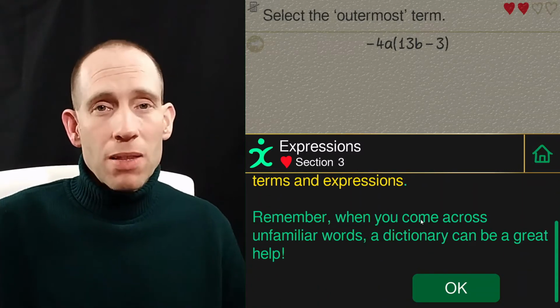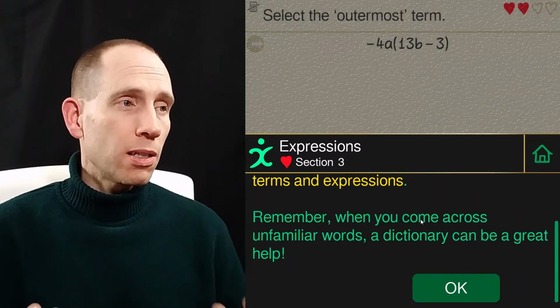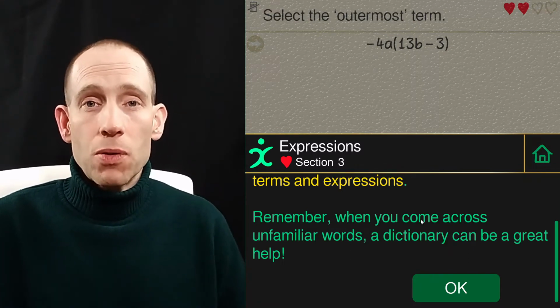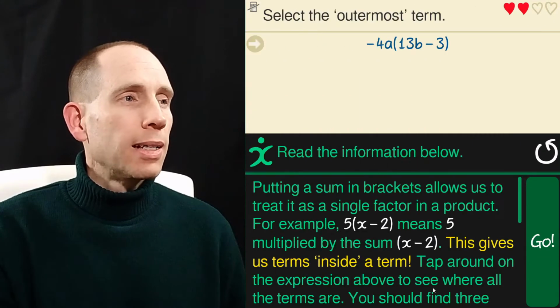Remember, even in mathematics, when you come across words that you don't recognise or use, you can use a dictionary. That can be a great way to try and find out what things mean. Okay, let's start this then.